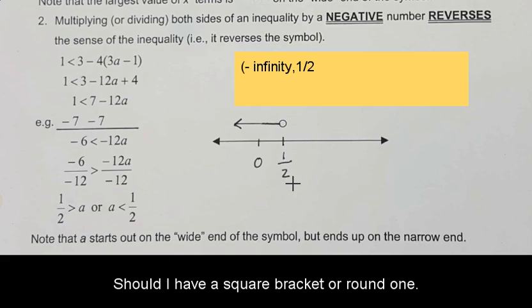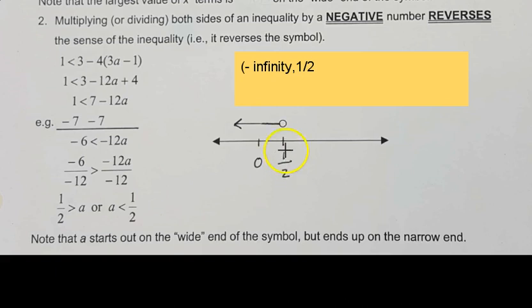Should I have a square bracket or a round one? An empty circle is a round bracket. A solid circle is a square bracket.